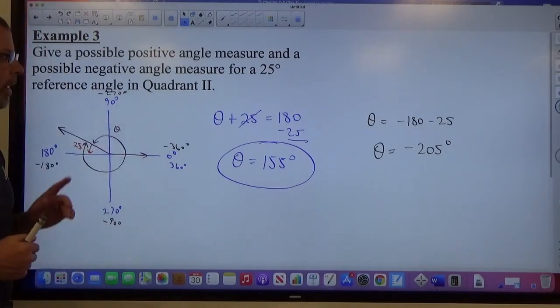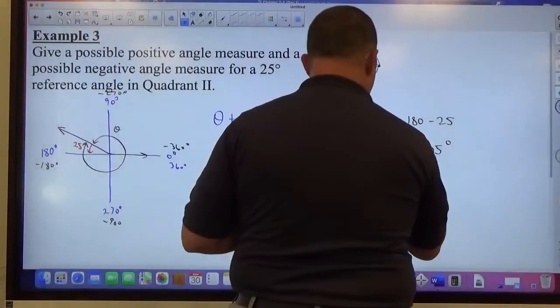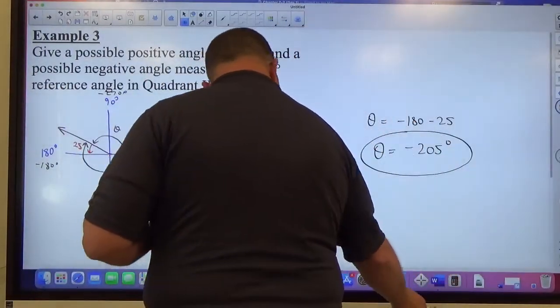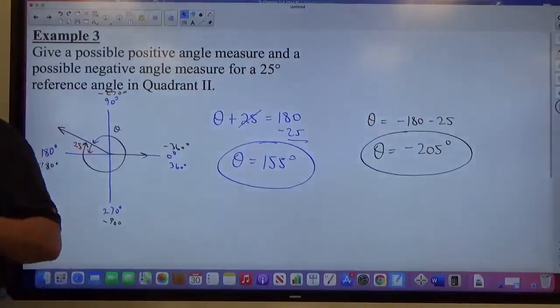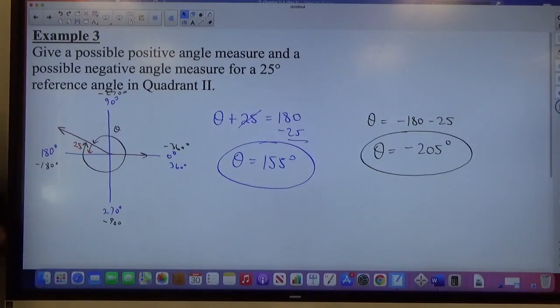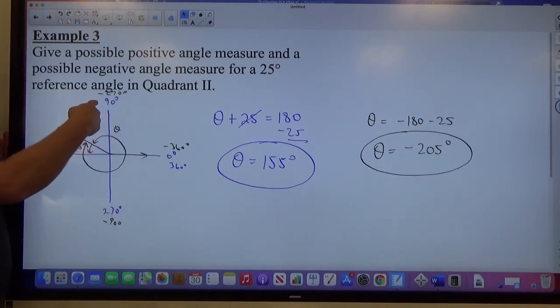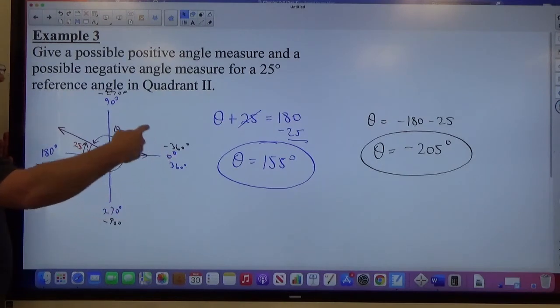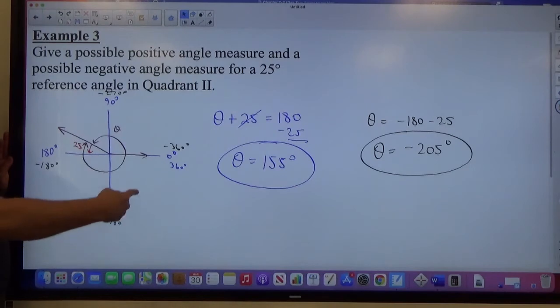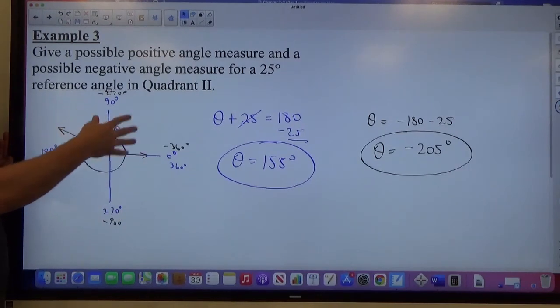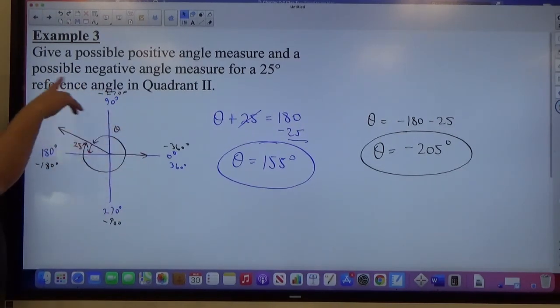Okay. Now, it said a possible positive, a possible negative. Those are both the right answers. There's millions of right answers to this problem. If you keep on going around this circle, you keep on adding 90 degrees. So, if I'm at 360 and I keep going this way, now I'm at 450. Now I'm at 540, 630, 720, 810, 900, 990, 1080, and so on. Just keep on adding 360, you keep on getting around the circle.